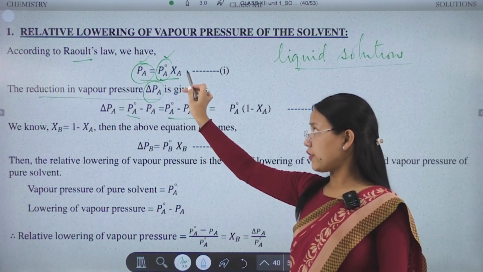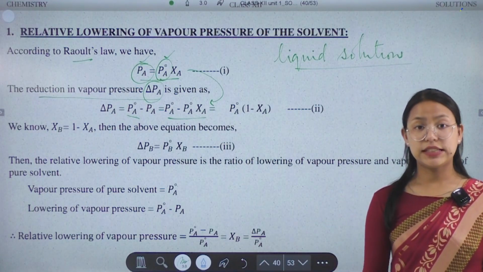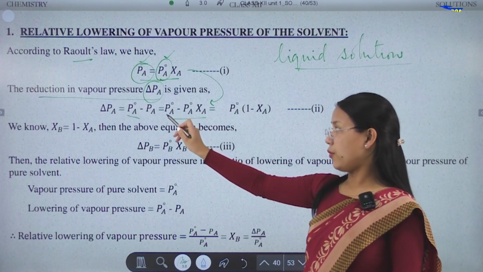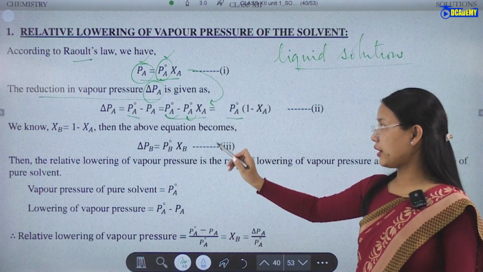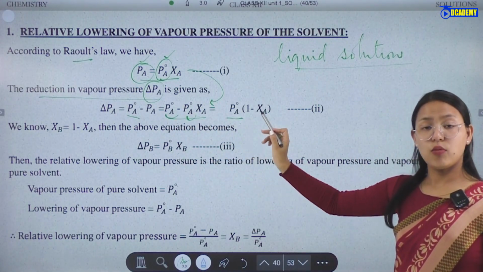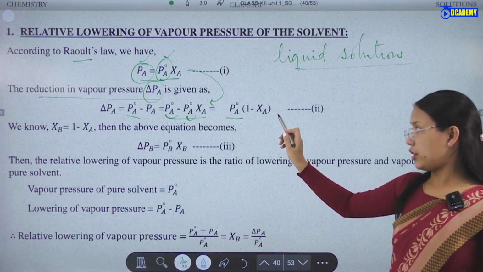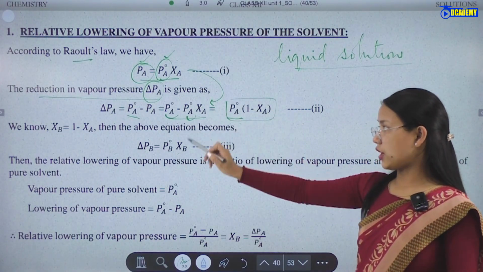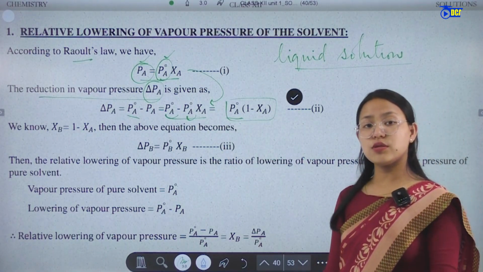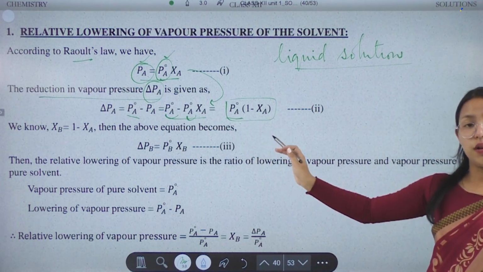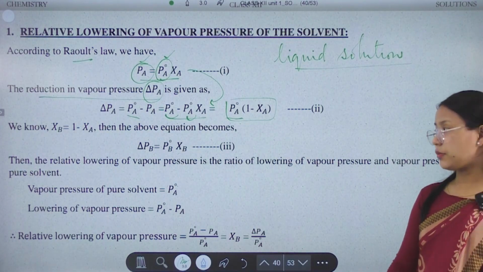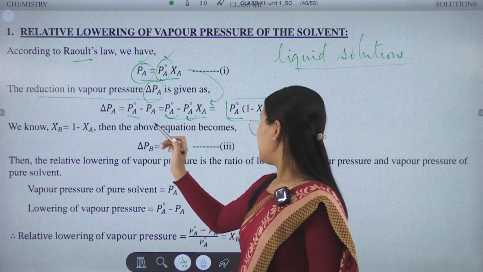Now we can take this PA naught common, right? We take it common here, so we get 1 minus XA. So we get this expression according to Raoult's law: delta PA equals PA naught whole into 1 minus XA.